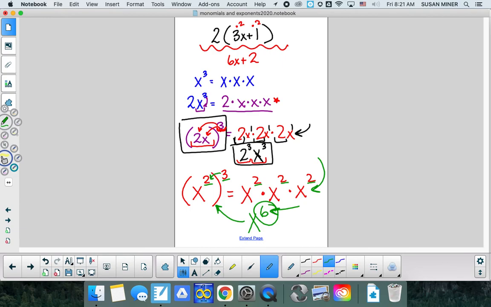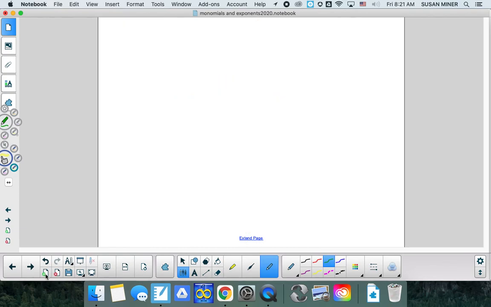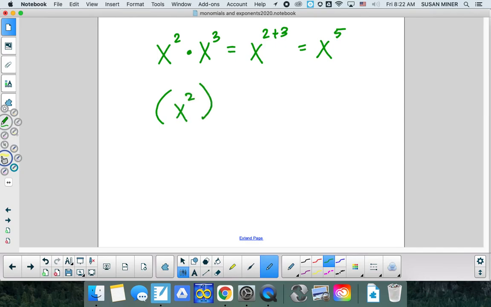So let's just kind of review a tiny bit. If I'm multiplying exponents together, right, the rule is add the exponents. If I'm just multiplying monomials together, the rule is add the exponents. But if I am raising an exponent, I have parentheses now involved, right? Then the rule is multiply the exponents. And so there is kind of the difference between those two rules.